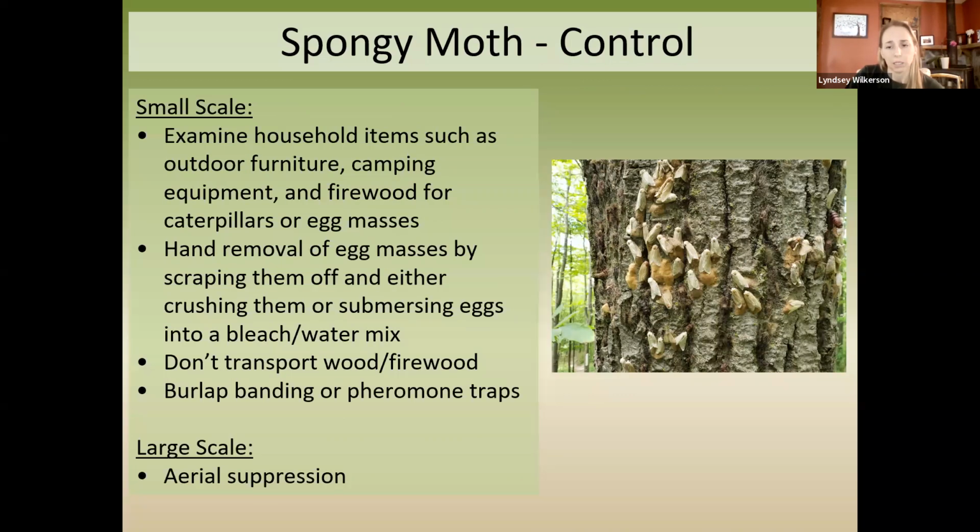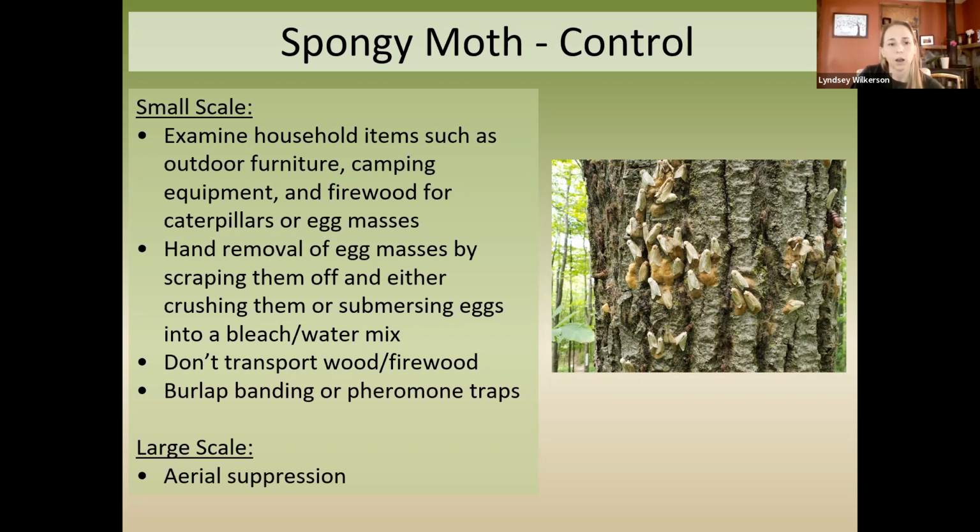So for the control aspect, unlike the caterpillars, the adult spongy moth as a moth doesn't actually eat. Its sole purpose is to mate and to create the next generation. So if you're already seeing it at the moth stage, there isn't much that you can do except for making sure that if it does lay eggs, you're removing the eggs. If you're going out camping, or you've got any patio furniture, your tent, firewood, if you're moving that from one site to another, make sure you're checking all of your gear for the caterpillars or the egg masses.